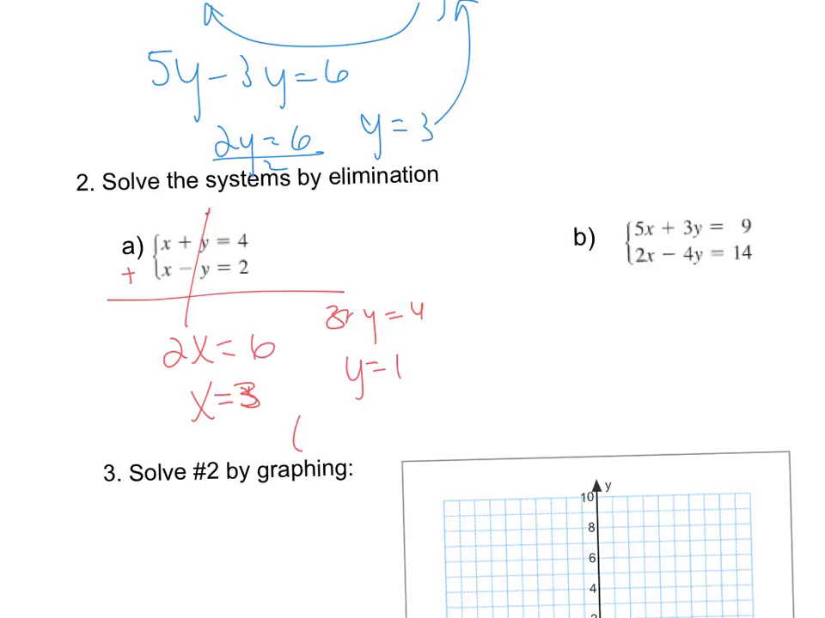So my answer, you write it as a coordinate, because technically a system is two lines that are intersecting, and you find the solution by figuring out where they intersect. So my solution would be 3, 1.